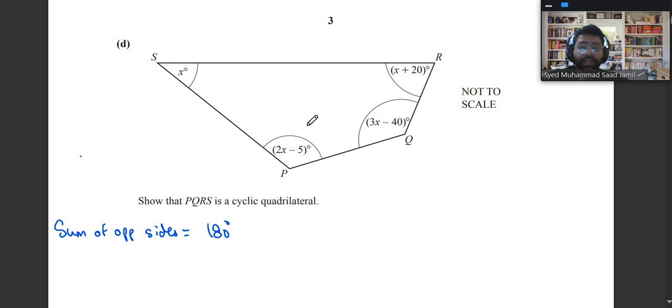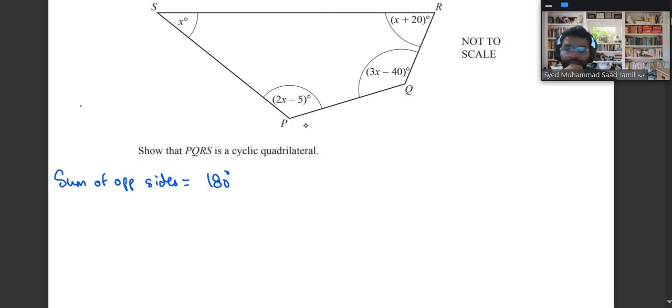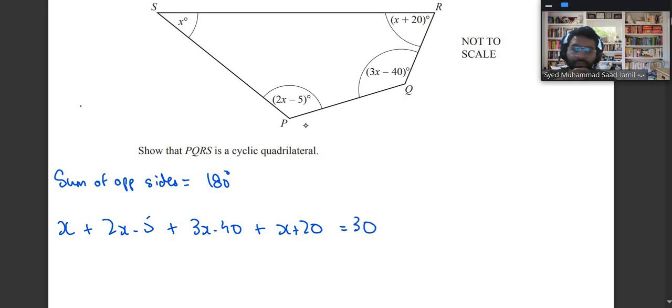Now what we need to do is first find the value of x. So I will write x plus 2x minus 5 plus 3x minus 40 plus x plus 20. All of this is equal to 360 degrees. Sorry, my bad, it's 360.